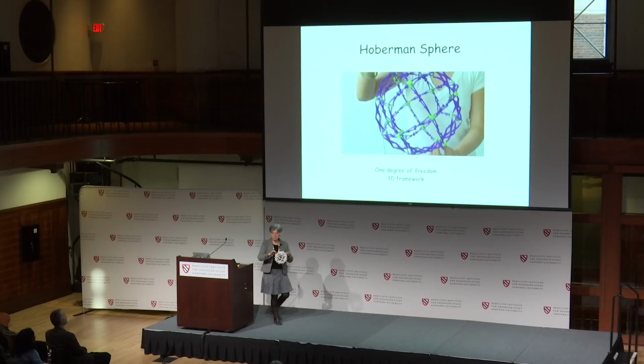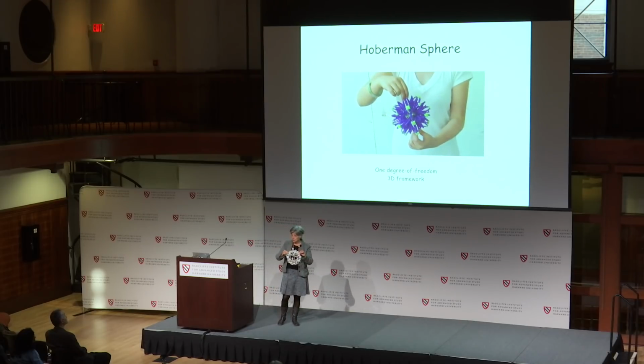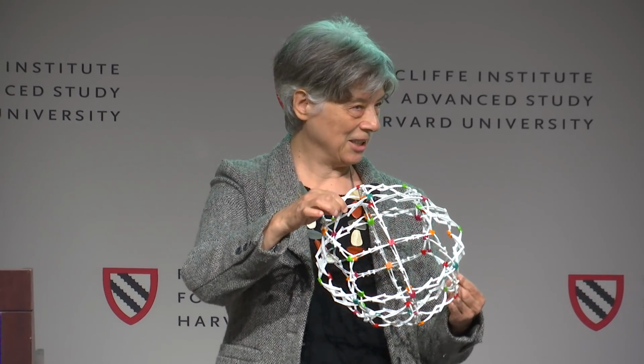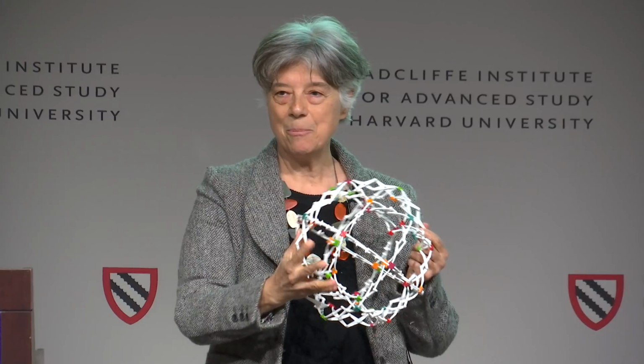Here's another one. This time it's in 3D, and in fact, I have it here. This is the Hoberman sphere. It's a bar and joint linkage. And again, it moves with 1 degree of freedom. You just pull in any direction, and it expands. It stops at some point, and you move it back.